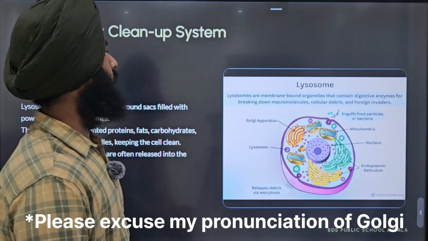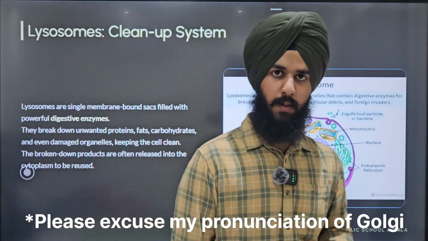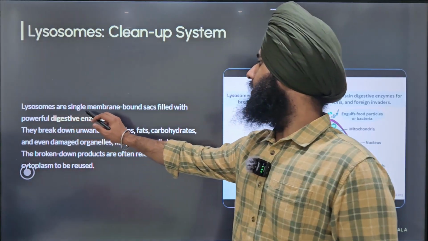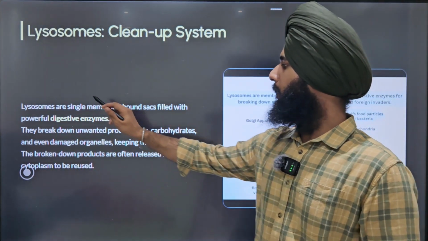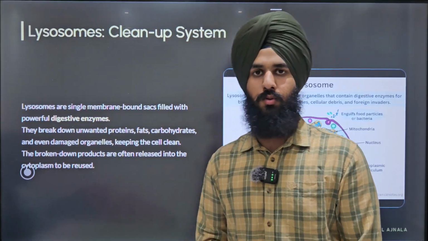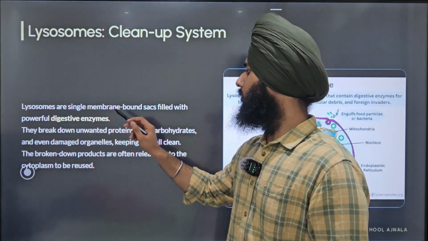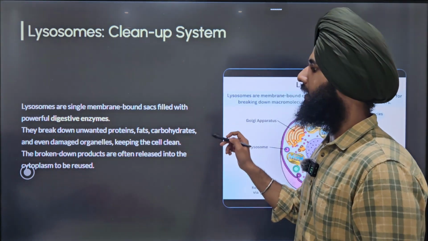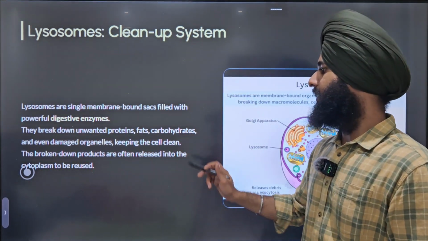Next up, we'll study lysosomes, which are produced by the Golgi. Lysosomes are single membrane-bound sacs filled with powerful digestive enzymes. These break down unwanted proteins, fats and carbohydrates, or even damaged organelles, keeping the cell clean.